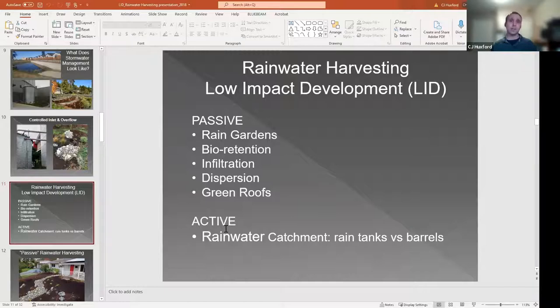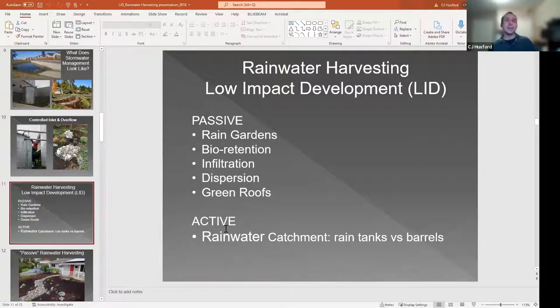Passive rainwater harvesting is where you're catching water from a roof surface and putting it directly into the soil, and then that soil takes up that water, and you put plants in it. So a rain garden is a very typical example of passive rainwater harvesting. It's passively sending that water to the soil and then it's being reused.